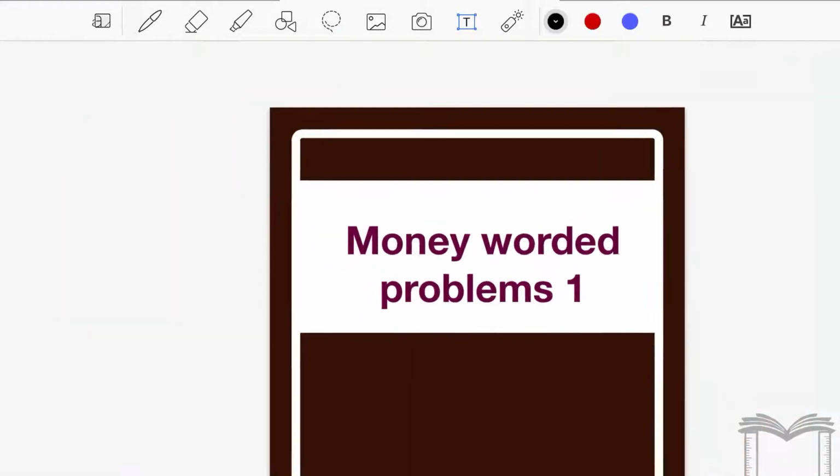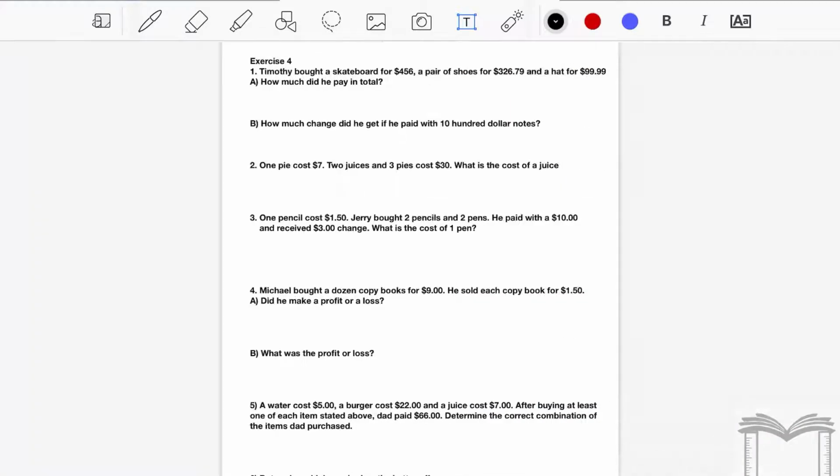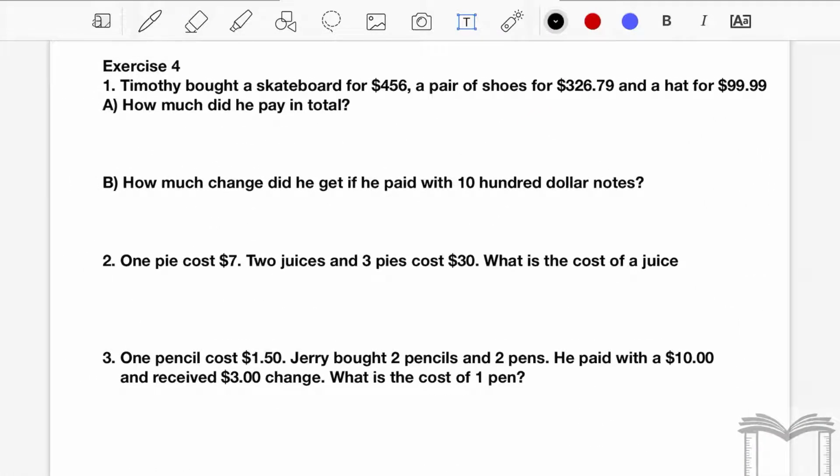Money and money transactions worded problems. So here we will start with some simple questions. Please attempt the questions if you can before I give the solution.